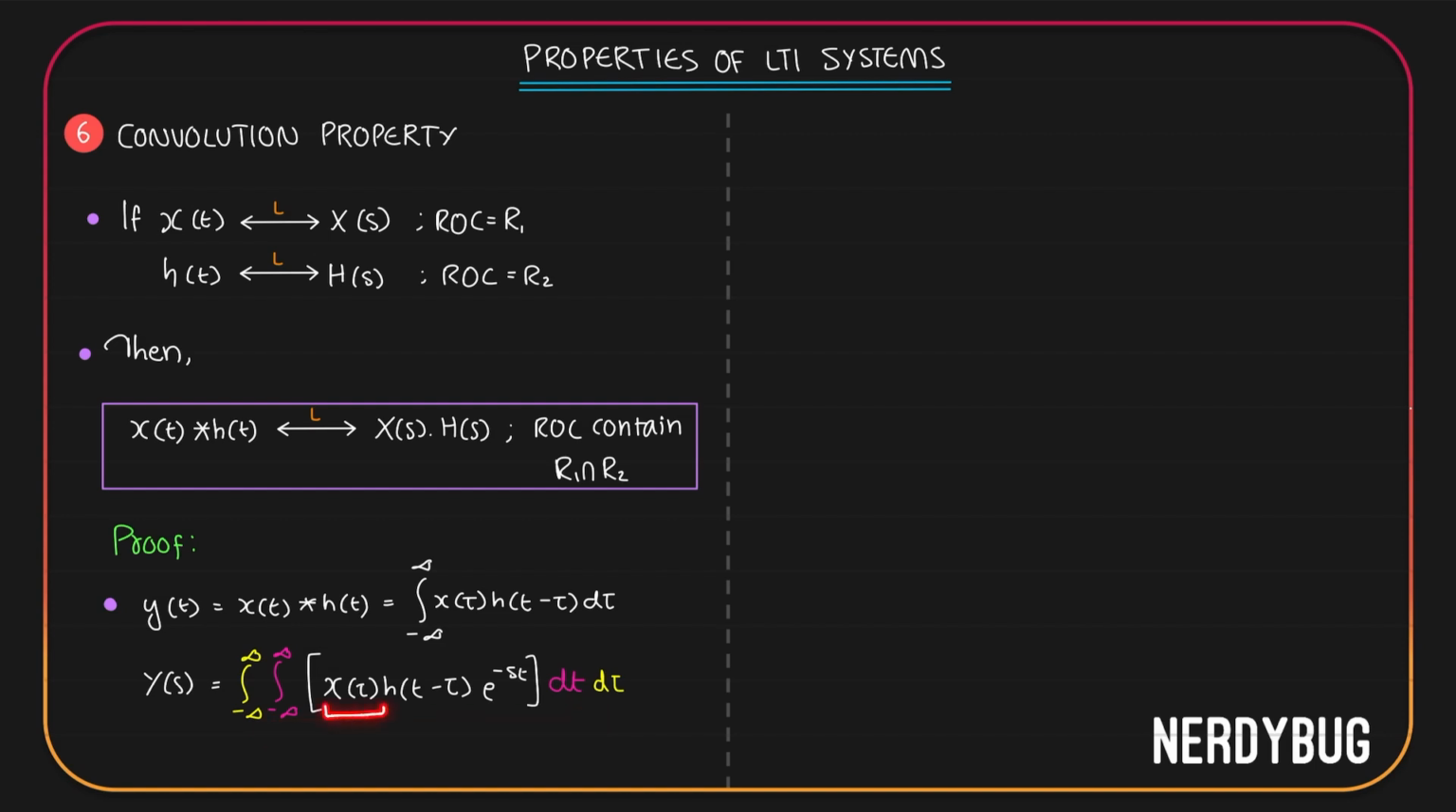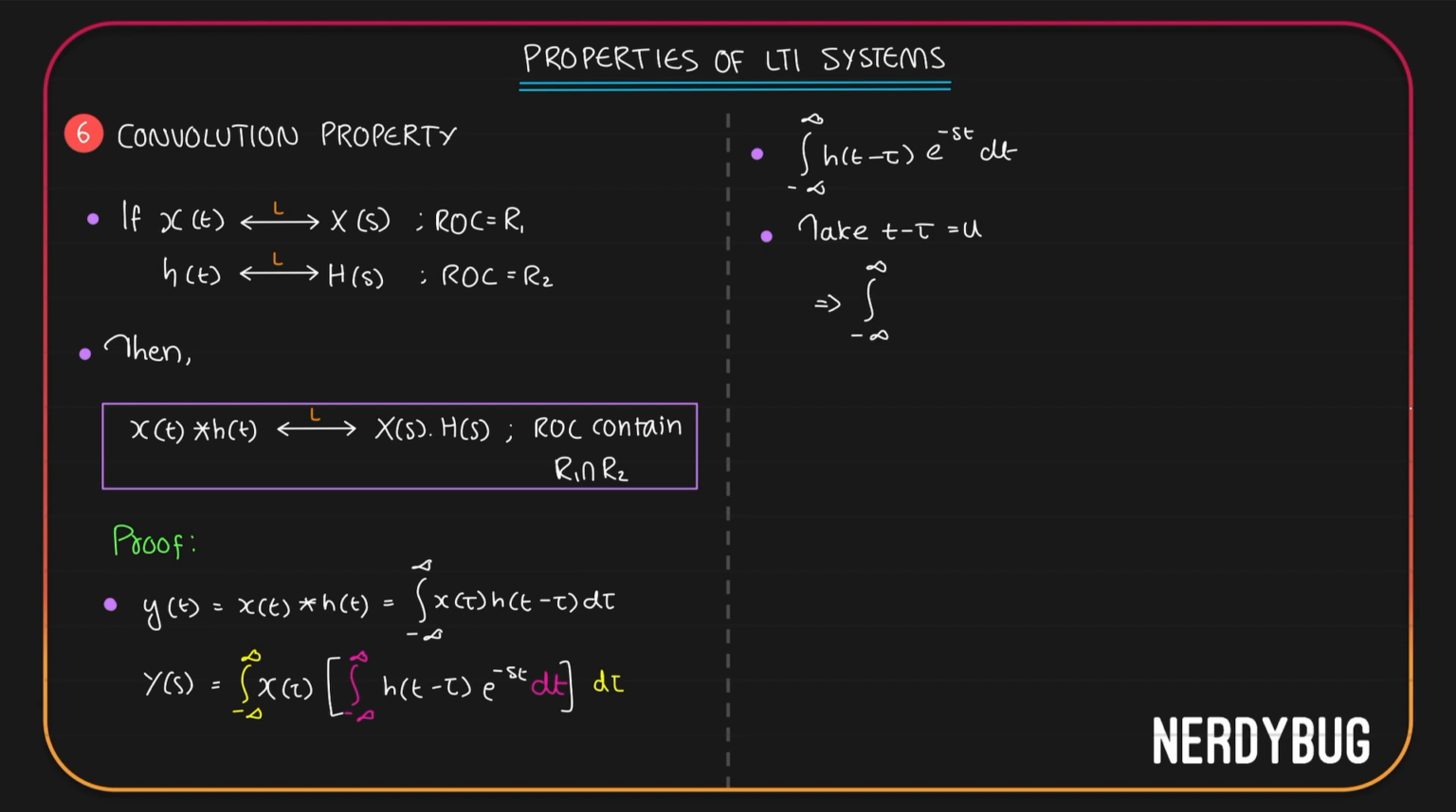The integral is with respect to the variable t. So x of tau is a function of tau. It is constant with respect to the inner integral. We can take it out of it. Now consider the inner integral. We have the integral from minus infinity to infinity of h of t minus tau e raised to minus st dt. Let us take t minus tau is equal to u. Then the integral becomes the integral from minus infinity to infinity of h of u e raised to minus s times u plus tau.